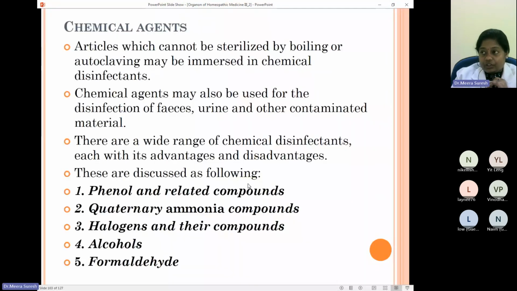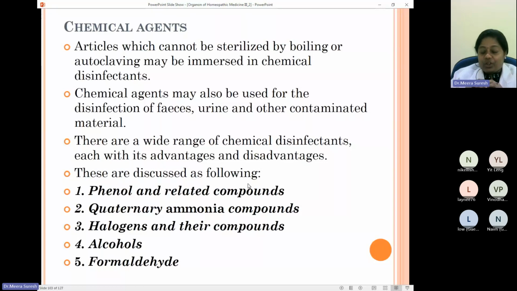So that is the physical agents. We saw the natural agents, the sunlight and the air. We saw the physical agents, that is actually the boiling, burning, hot air oven, the ionizing radiations, all these things. Now we come towards the chemical agents. So here a lot of chemicals are going to come up. It's actually this section which I don't have to explain a lot.